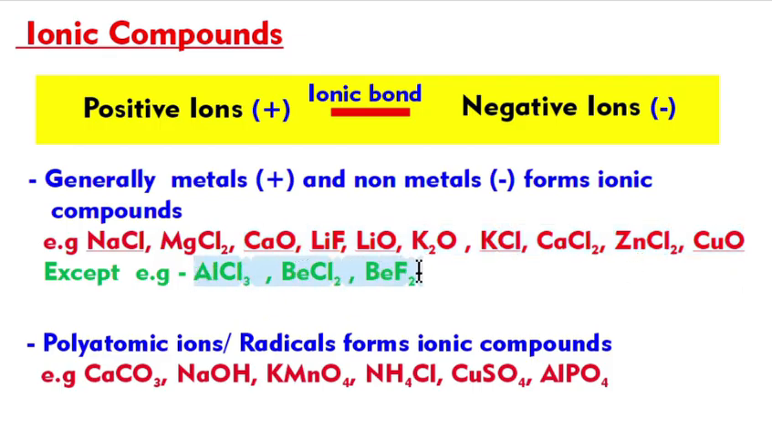Except there are certain instances where metals and non-metals do not form ionic compounds. They form covalent compounds. For example, aluminium chloride. Aluminium is a metal, chlorine is a non-metal, but remember it is not considered an ionic compound. They are covalent compounds. We will learn what a covalent compound is.